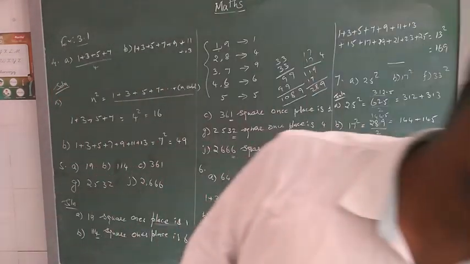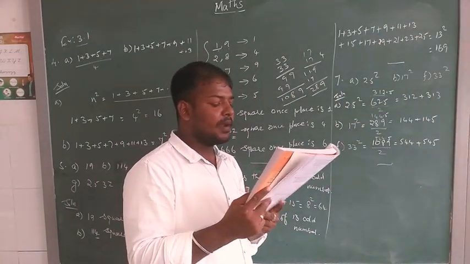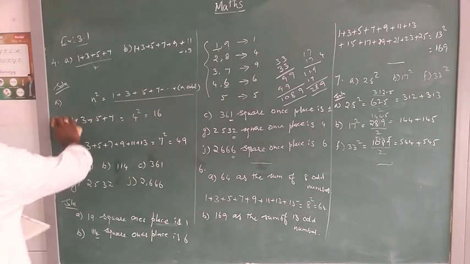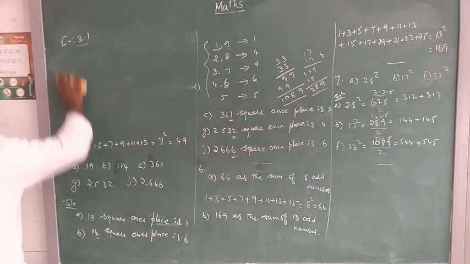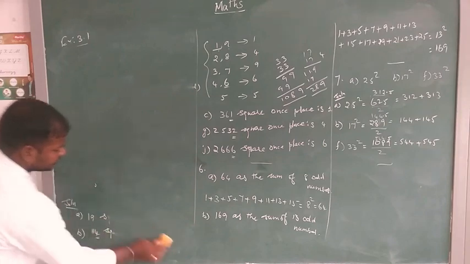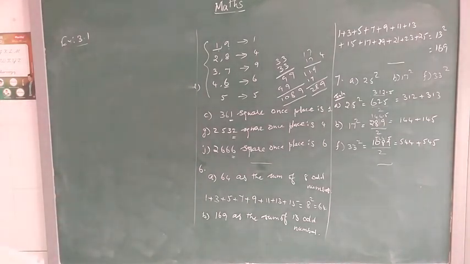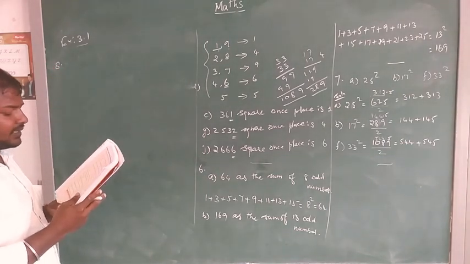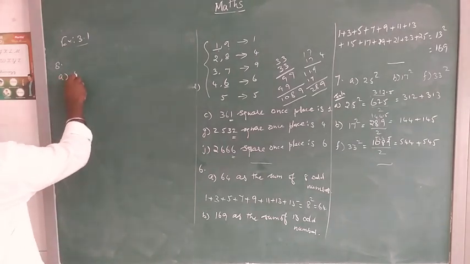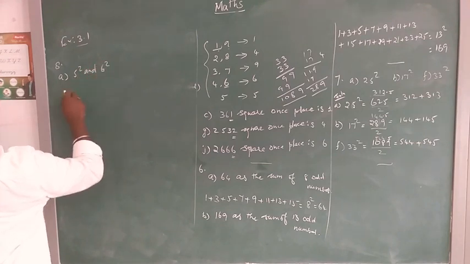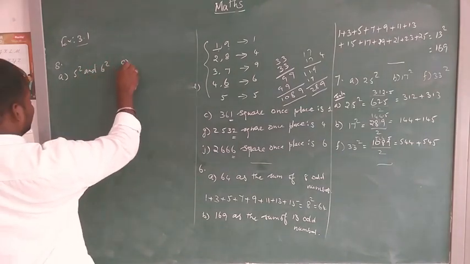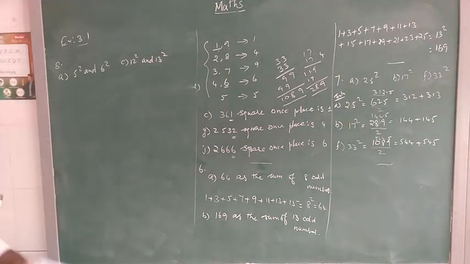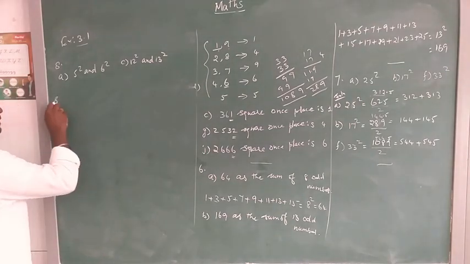What about the 8th problem? The 8th problem is, how many numbers lie between the square of the following numbers? This is a very interesting one. So first one, 5 square and 6 square. Then C problem, 12 square and 13 square. The remaining two problems you will do. So how can you find the solution?